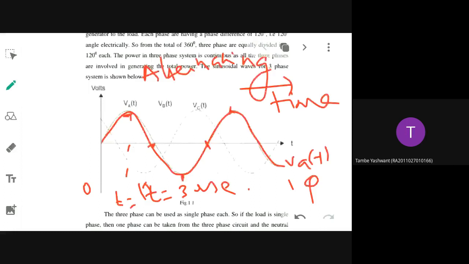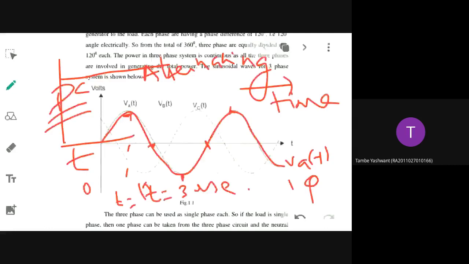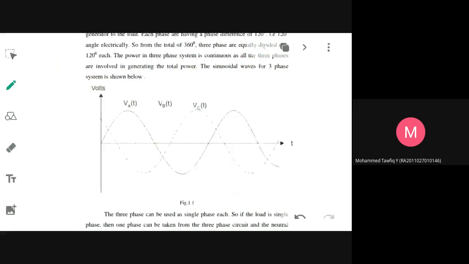In the case of DC, the waveform will always be constant with respect to time. This is a DC quantity, direct current quantity. Understood the graphical representation for DC and alternating? Yes, ma'am. Alright. This is the first phase that I am drawing, the A phase, drawn with a red colored line.